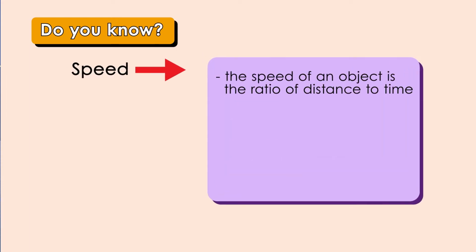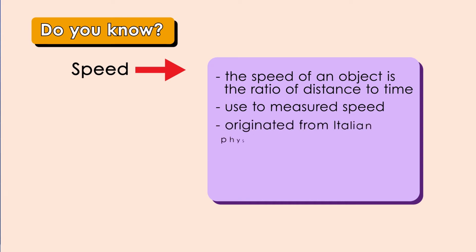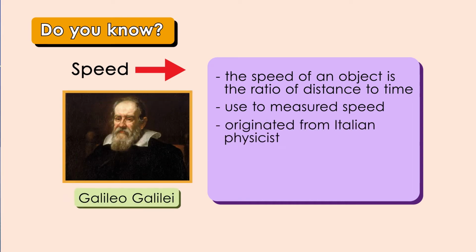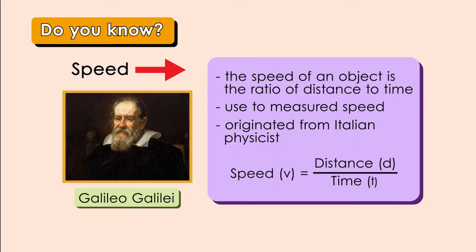Do you know speed is how fast something is moving? The speed of an object is the ratio of distance to time. Distance and time taken are used to measure speed. This was originated from the Italian physicist Galileo Galilei. He defined speed as the distance covered per unit of time. In equation form, speed v equals distance d over time t.